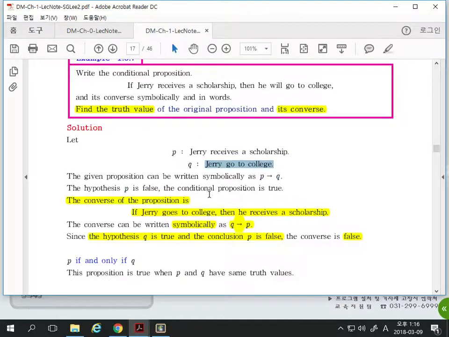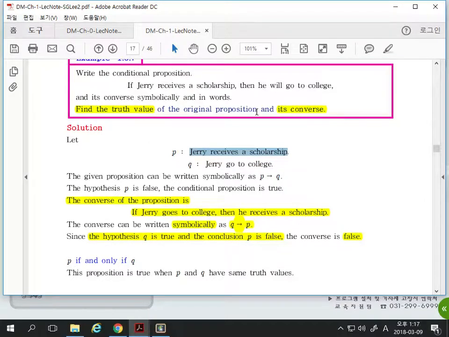The converse is this: Jerry goes to college, and he receives a scholarship. Just reverse it, just change the order from P to Q. The converse is Q implies P. So, if Jerry goes to college, then Jerry receives a scholarship. That's the converse.